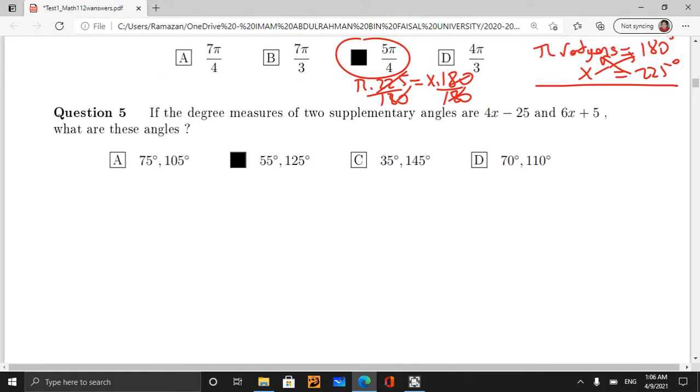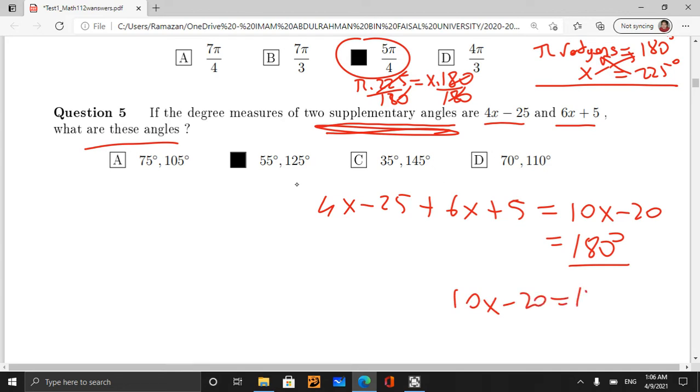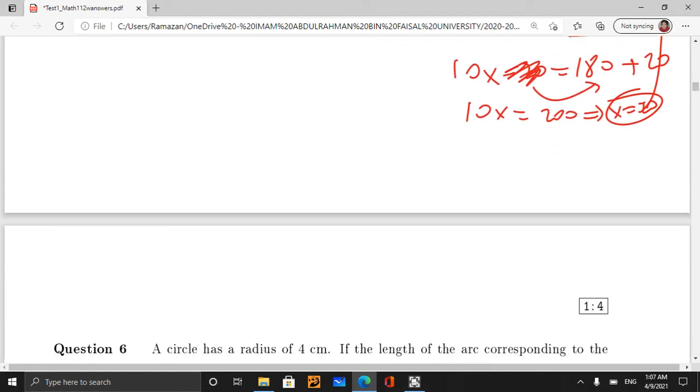Now, if the degree measures of two supplementary angles are these, what are these angles? So you basically add them, and they make 10x minus 20, which is equal to 180, because they're supplementary angles, their sum is 180. So 10x minus 20 is 180, means you send this one to the other side, you get plus 20. So you get 10x equal to 200, so it will give you x equal to 20. And then we will put these values here and here. So it will be 80 minus 25, which is 55. 20 times 6 plus 5, it will be 125, so we'll have this one.